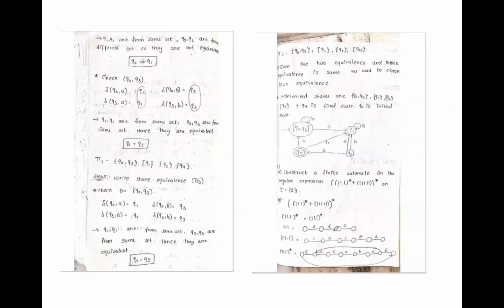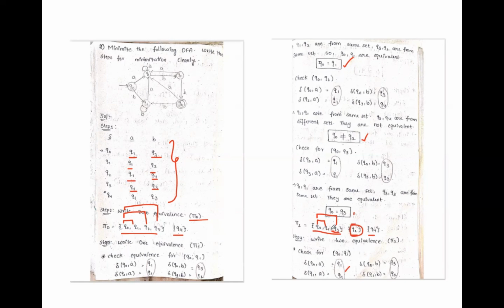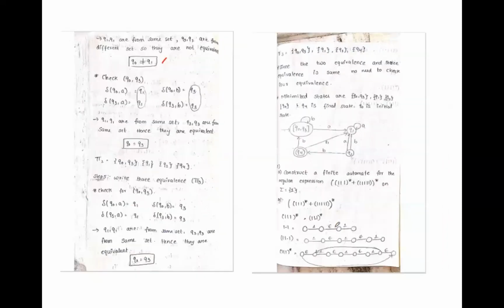So check Q0 on A. We got Q1, Q1, Q3, Q2. No need to check this separately. Here if you see Q3, Q2, Q2 is in a separate set and Q3 is in a separate set. So both of them are not equivalent. So we'll write Q0 not equivalent to Q1. Then check Q0 and Q3. Q0 and Q3 are present in the same set in pi 1. So they are equivalent. So from this, we'll get pi 2 as, since Q0, Q3 are equivalent, we'll place them in one set, Q2 in a separate set, Q1 in a separate set, and Q4 in a separate set.